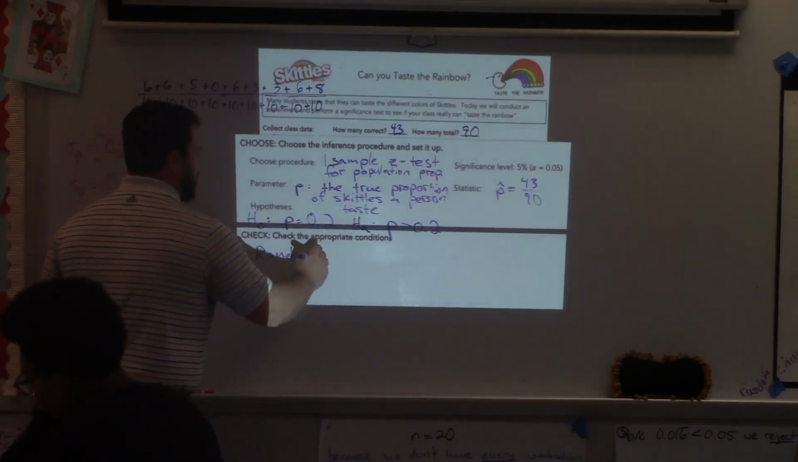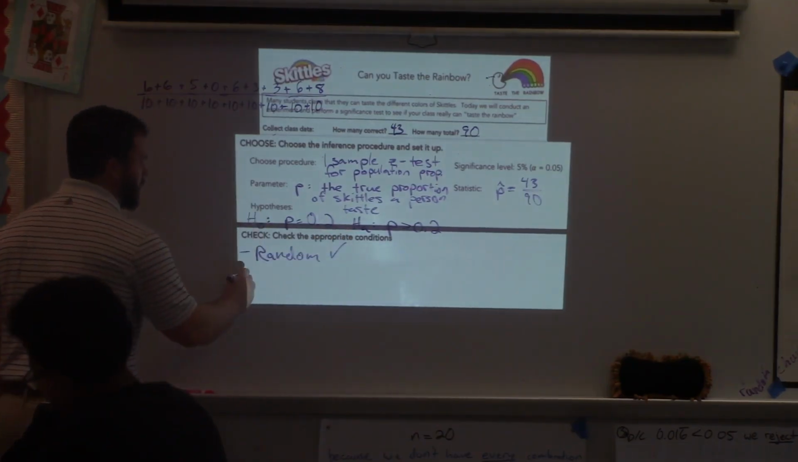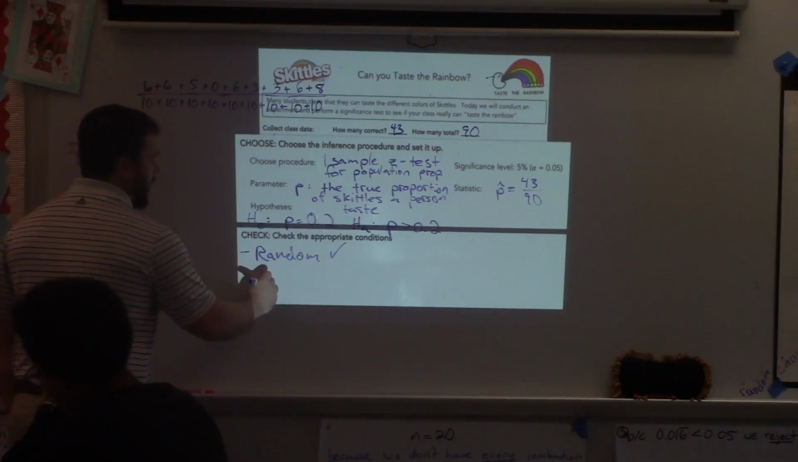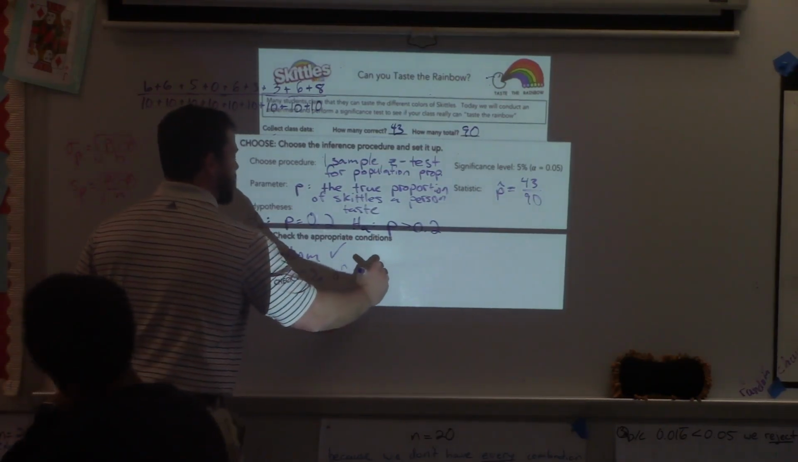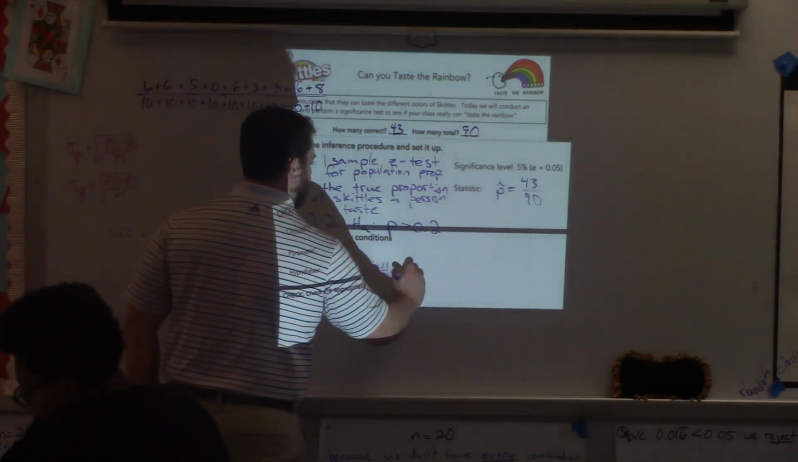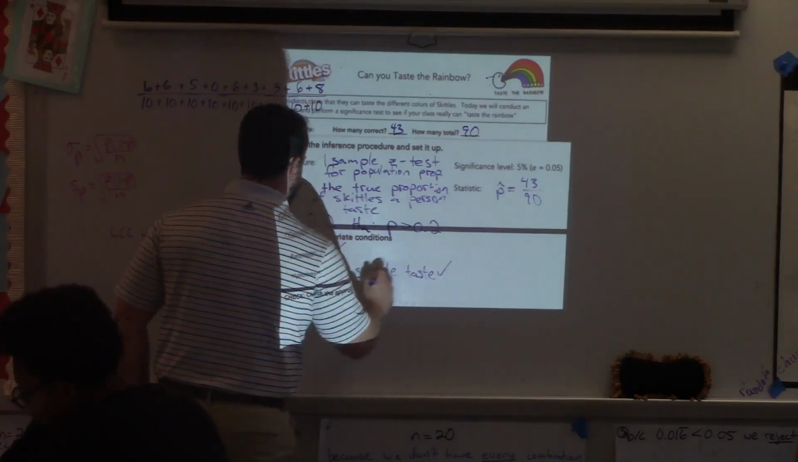Random, 10%, which we can say is stated essentially. Is 90 less than 10% of all Skittle tasters? Yeah, so there's my 10% condition.